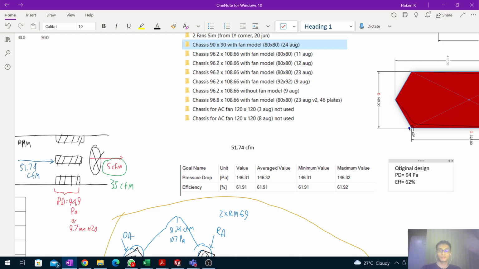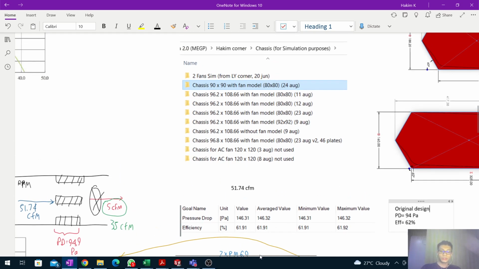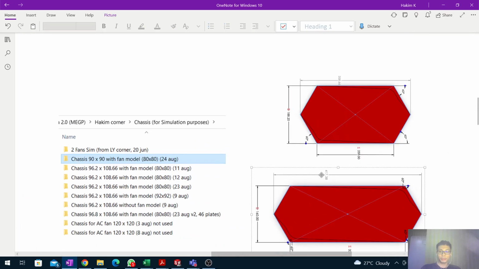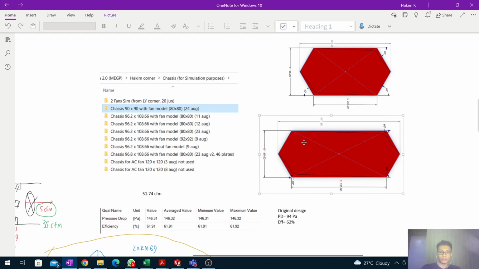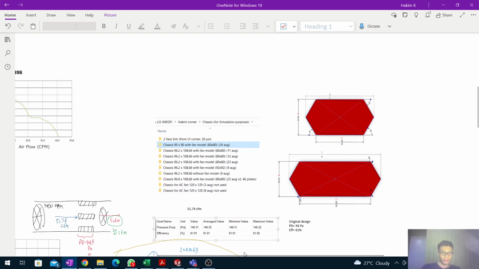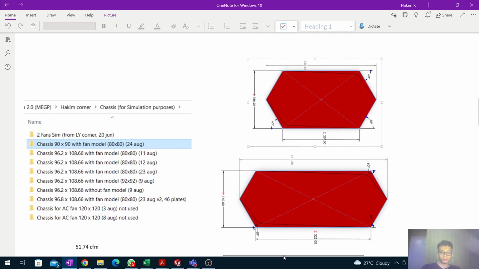So what I can conclude is that if we modify the plate design by increasing the length or reducing the width, the results are much worse. So we just stick to the original design, because you can see, not only is the pressure drop much higher, the efficiency is also lower. So let's just stick to this original design we have.